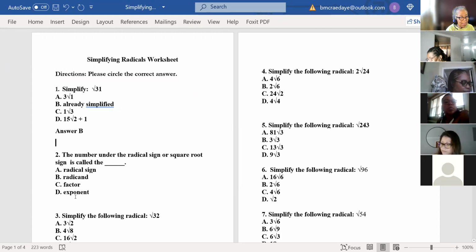Radicand. Okay. Remember I said the number that's under the radical sign, you only have two parts. You have the radical, the square root, and then you have the number. That number is called the radicand. So that would be answer B. It's only two parts: the radical itself, which is the square root sign, and the number, which is the radicand.